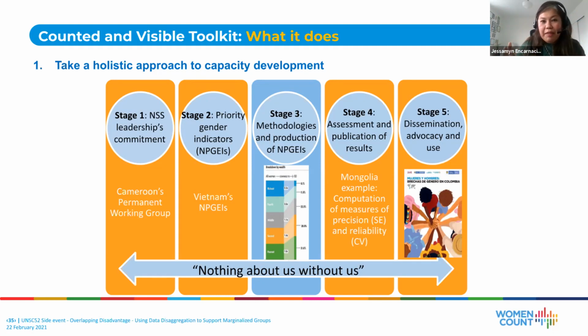Third, as I already mentioned, the methodologies and production of these priority gender indicators. I show there in the middle the example that we had with Pakistan, exhausting the potential of DHS data from Pakistan, making use of their GIS module so that we can see the state of women in particular subpopulation groups, looking at simultaneous or intersecting deprivations. Now, the fourth is the assessment and publication of results. Next slide, please.